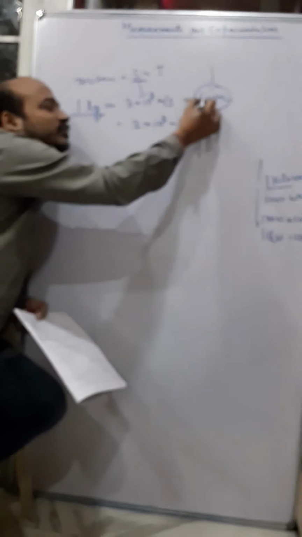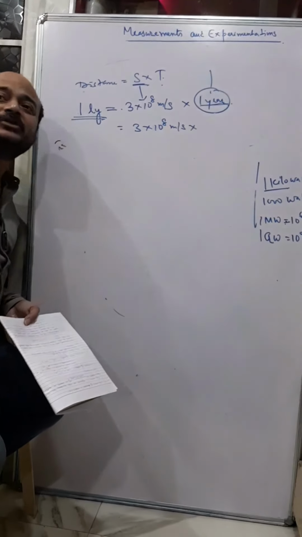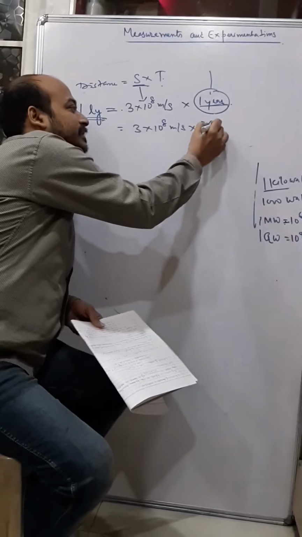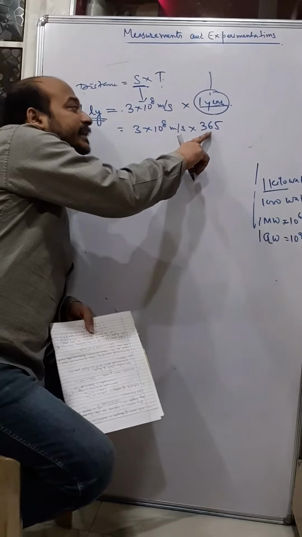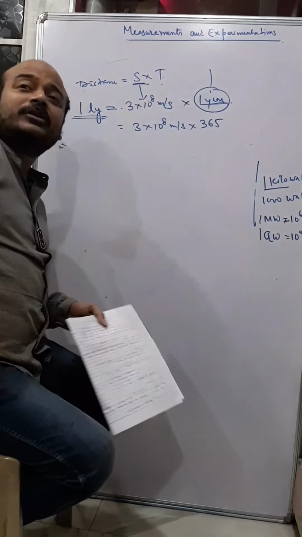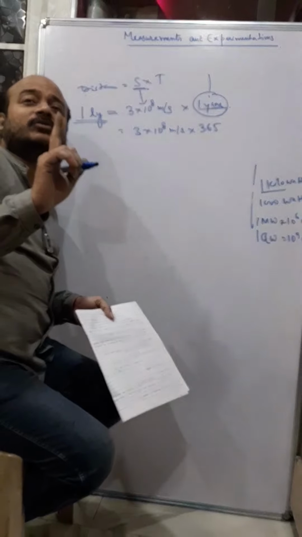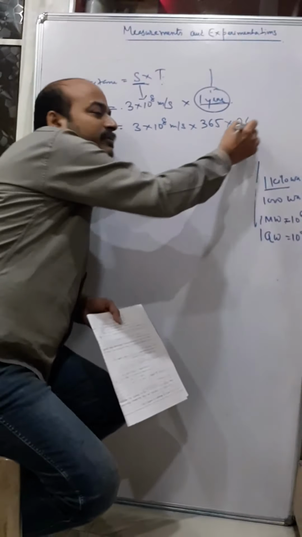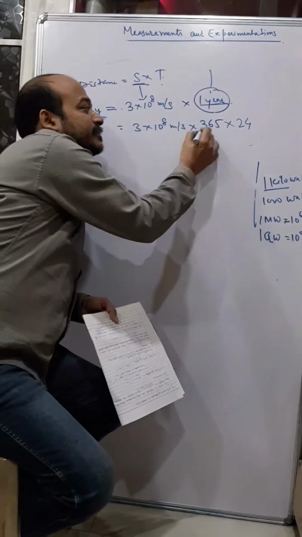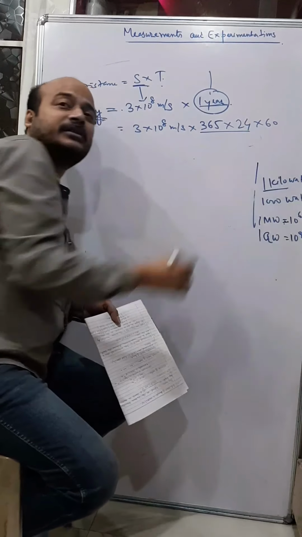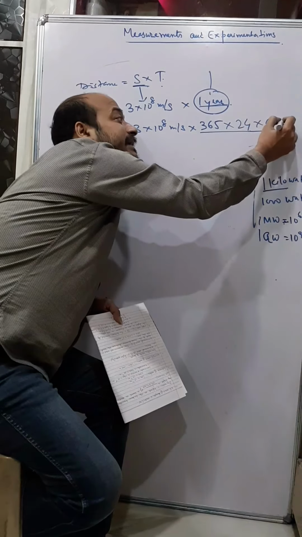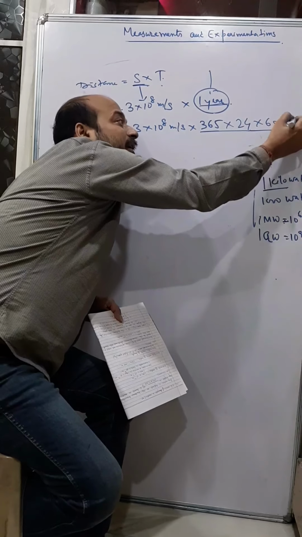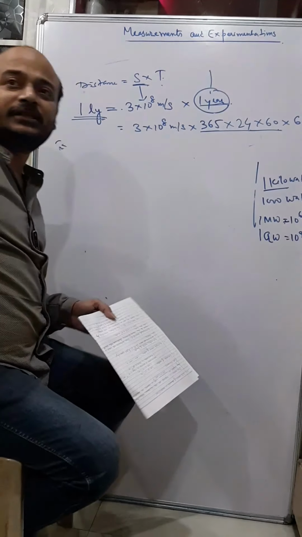First of all, I will convert 1 year into days. 1 year means 365 days. Then I will convert days into hours. 1 day is 24 hours, so 365 days means 365 into 24 hours. Then I will convert hours into minutes, so into 60 minutes. And then convert that into seconds, so into 60 seconds.